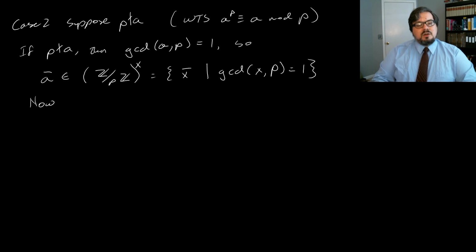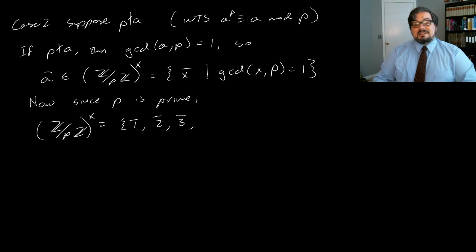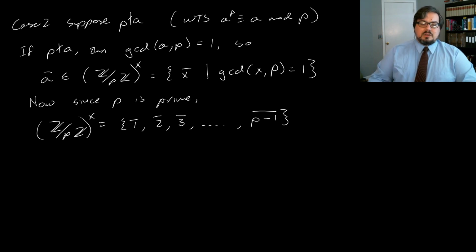Now, notice that since p is prime, (Z mod pZ)^× is, in fact, all of... we could get it by listing all of the positive numbers up through p minus 1. Because p is prime, it doesn't share any common divisors with any numbers below it. So in particular, this means that the order of (Z mod pZ)^× is p minus 1.